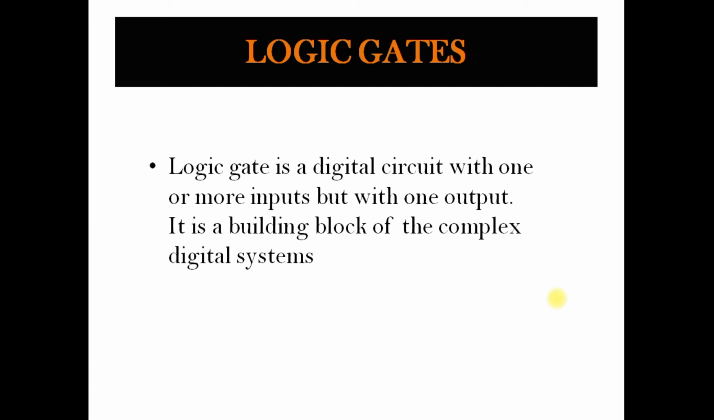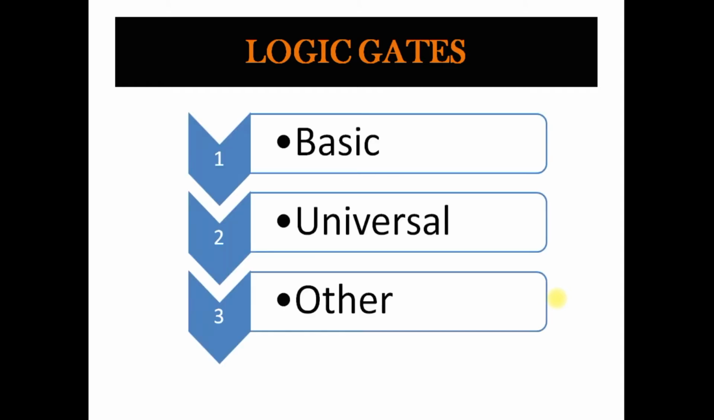First of all, let's see what is a logic gate. A logic gate is a digital circuit with one or more inputs but one output. It is a building block of complex digital systems. We see three types of gates. One is the basic, two universal gates, third one other gates.